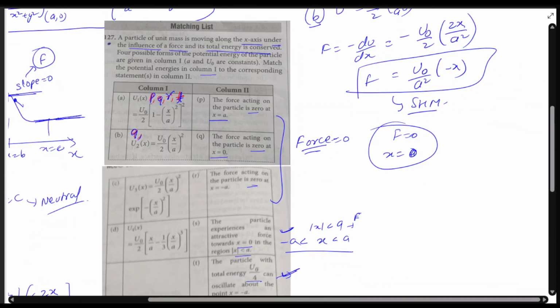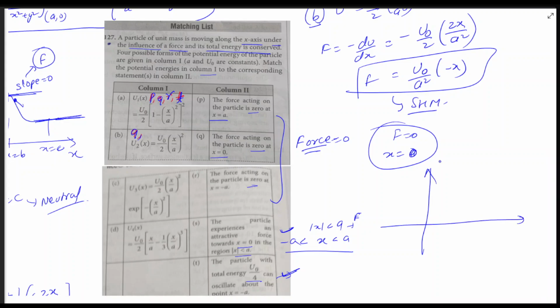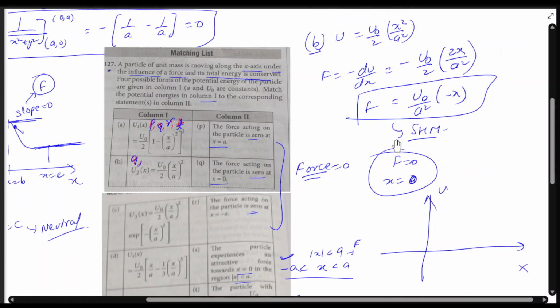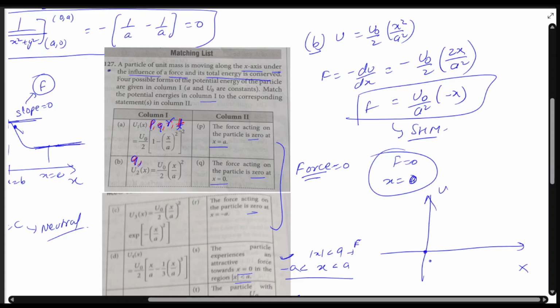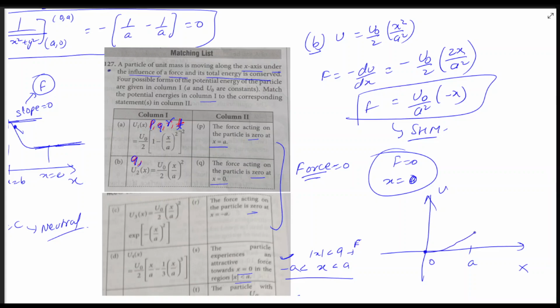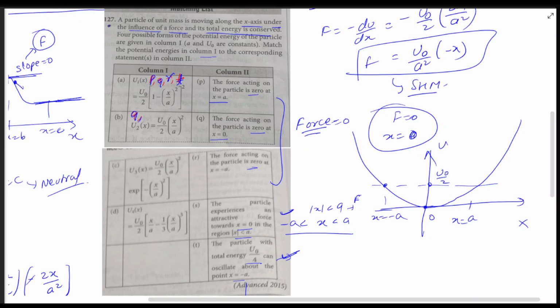Now let's just make the graph here. U versus X. Okay. So this graph will be very simple. It says X square. So here it will be 0. This is A. The graph will be like this, right? This will be U naught by 2, right? At X equals to minus A and X equal to plus A. Okay.